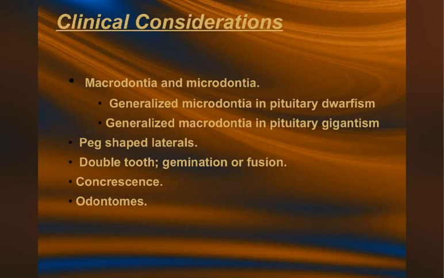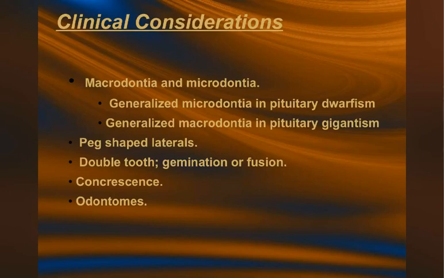Continuing with the clinical considerations, we have macrodontia and microdontia. Macrodontia can be generalized or localized. Microdontia as well can be generalized or localized. Generalized means all teeth. Localized means a single tooth is affected. An example of generalized microdontia, all the teeth are small, is in the case of pituitary dwarfism, where there is a decrease in the secretion of growth hormone from the pituitary gland.